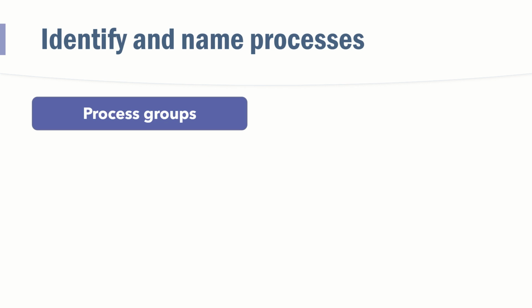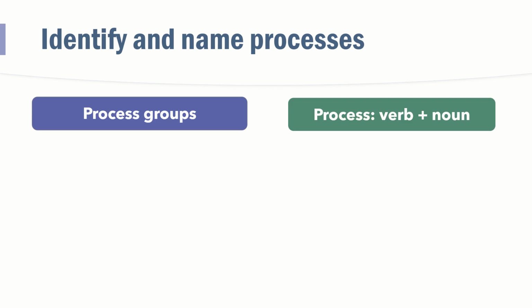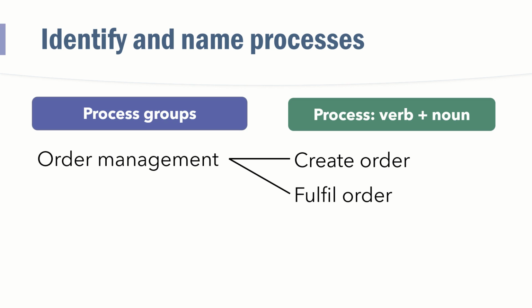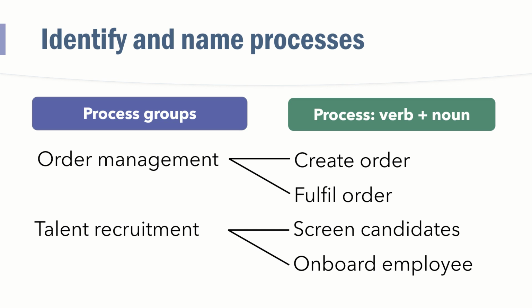First of all, every organization will have process groups that are specific to its operations. And then within that process group, there are individual processes. We usually name them using a verb and noun combination. For example, a process group called order management may have processes that are called create order and fulfill order. And the process group talent recruitment may have processes screen candidates or onboard an employee.